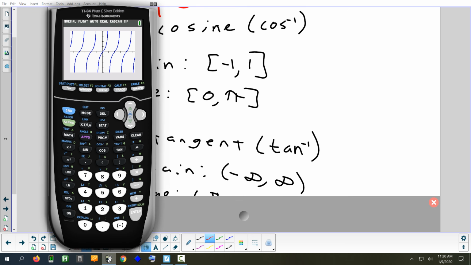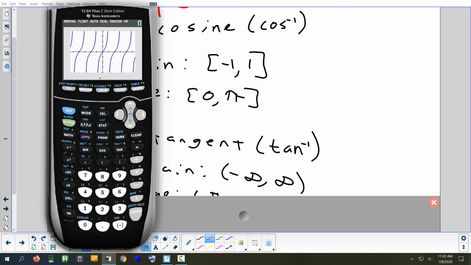Now, we need a restriction, right? Look at that graph. Does tangent pass the horizontal line test? No. If you put a horizontal line in there, it hits it a bunch of times. The solution? Let's limit it from negative pi over 2 to positive pi over 2. But can we include negative pi over 2 and positive pi over 2 this time? So negative pi over 2 would be right here. Can we include that?